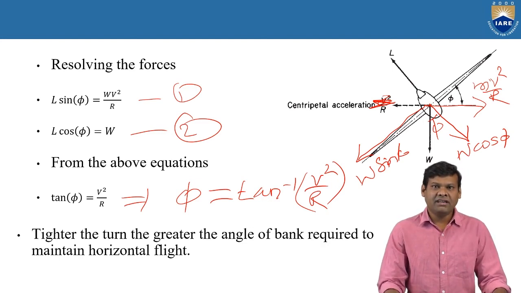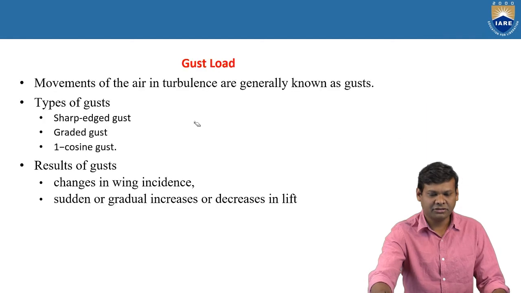That is, when we have a smaller radius, then the bank angle will be small, and when we have a larger velocity, the vice versa. Okay, let's go to the slide.